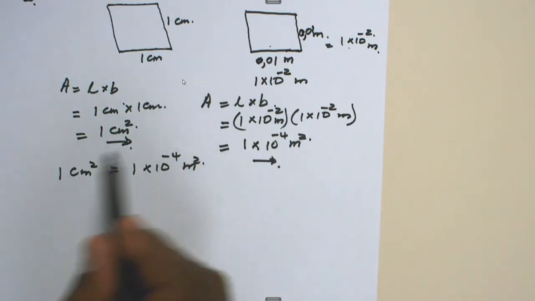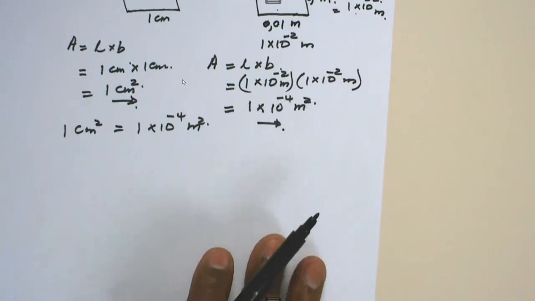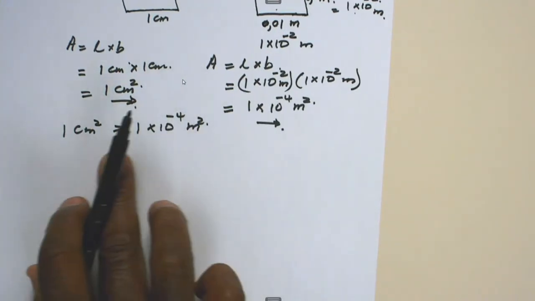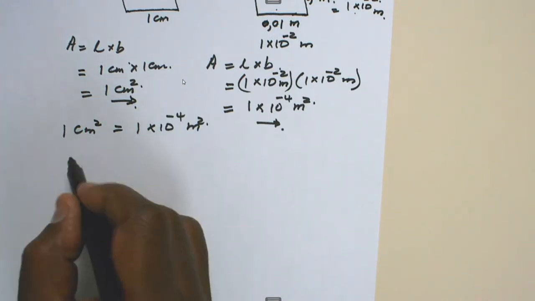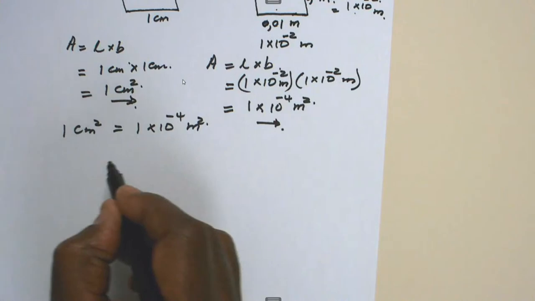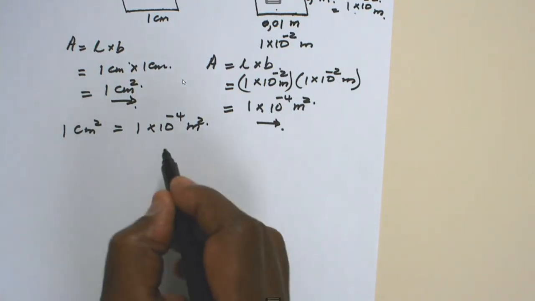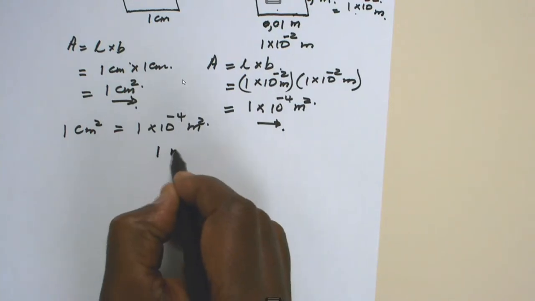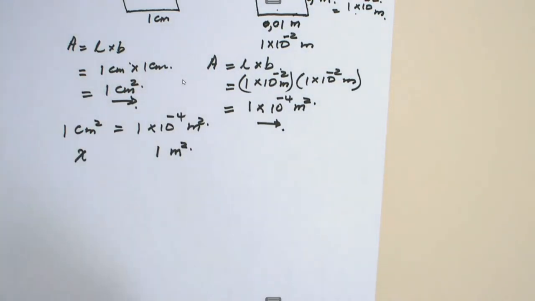Now, if you want to convert, you see that is where the conversion that I did earlier is important. If you want to convert meters squared to centimeters squared, then you will notice that if you are saying 1 centimeter squared is equal to that, then if you want 1 meter squared, how many centimeters squared will that be?